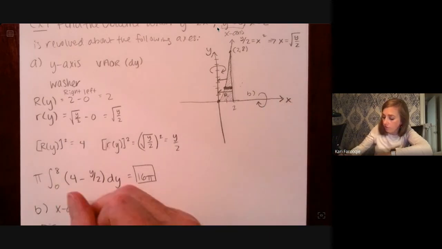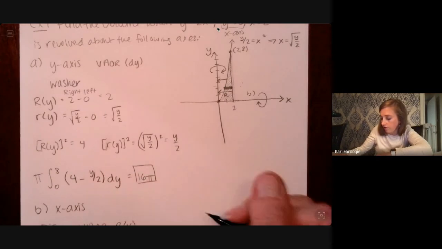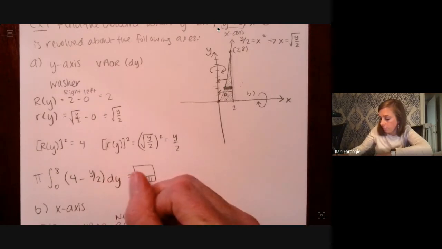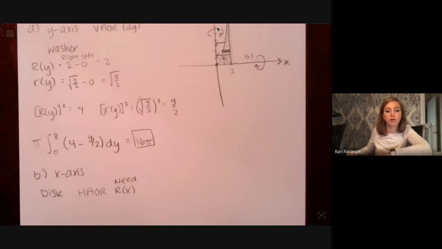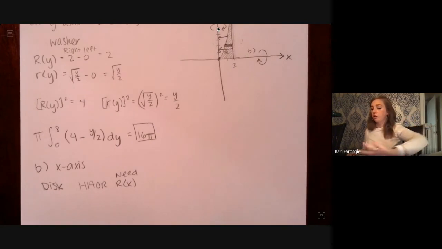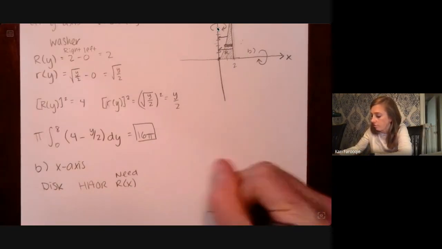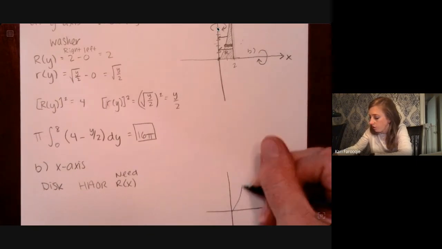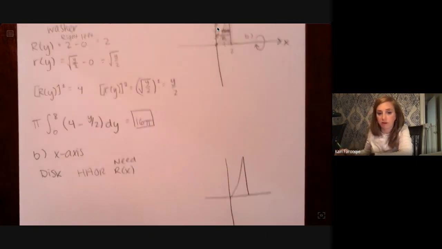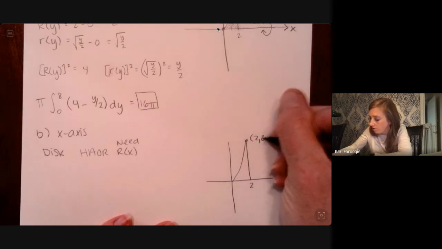And the axis of revolution is horizontal. So that means that you're going to have an R of X situation. Oh, sorry. Okay, so you have a disk, and you're going to need the radius, R of X. I'm going to just jot this down real quick because I want to be able to look at it, but it doesn't have to be totally exact because we've already seen it. This is a point at 2, 8.